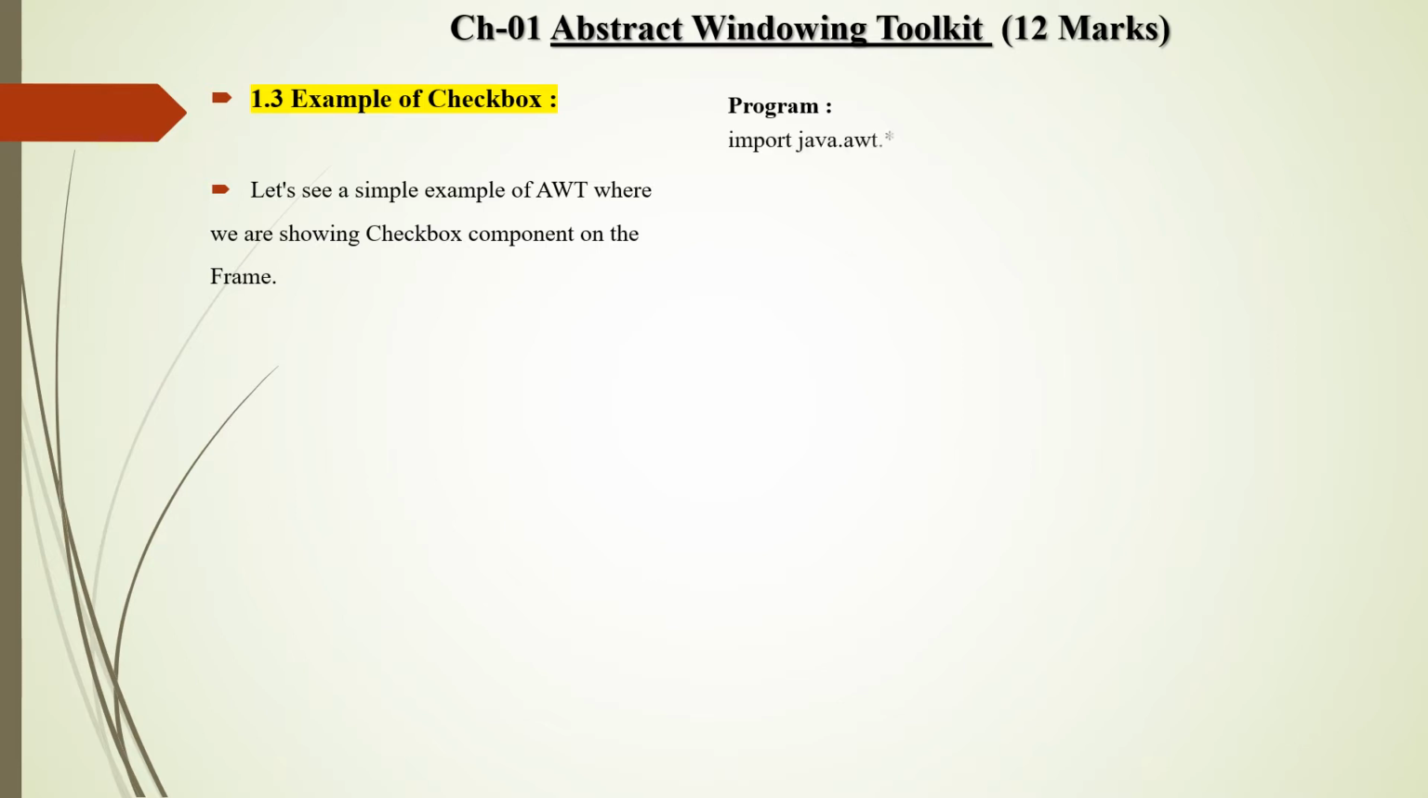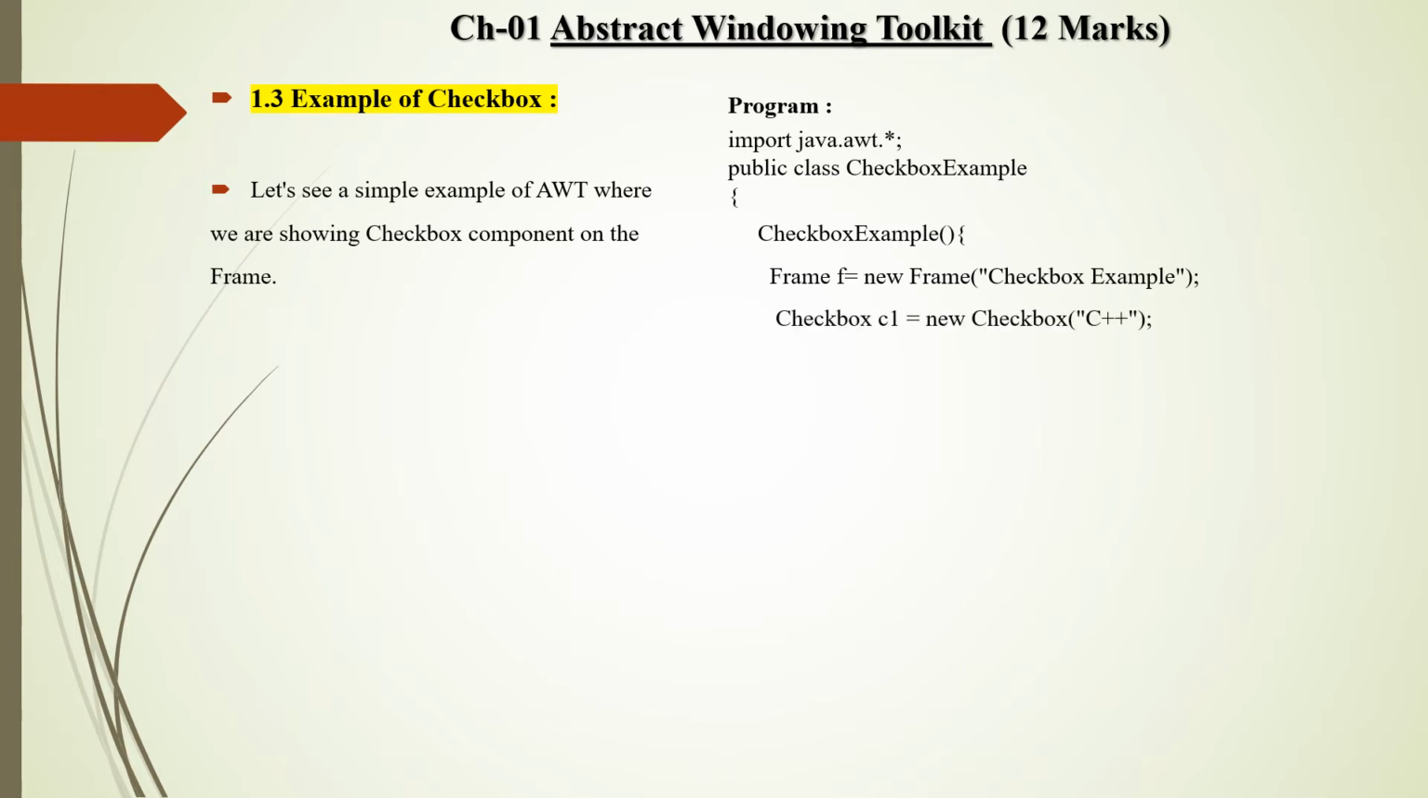First we import the java.awt package. Then we create one class, CheckboxExample. Then we create the constructor of the CheckboxExample class. Inside the constructor we first create the object of the Frame class, that is Frame f = new Frame, and CheckboxExample is the title of the frame. Next, we create one checkbox, c1 = new Checkbox with the string C++.